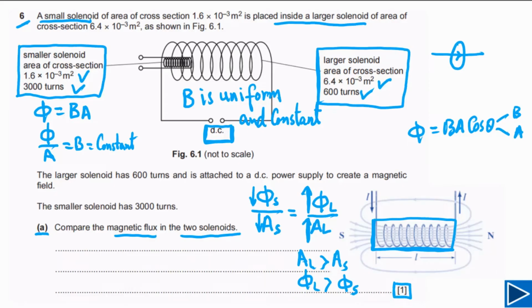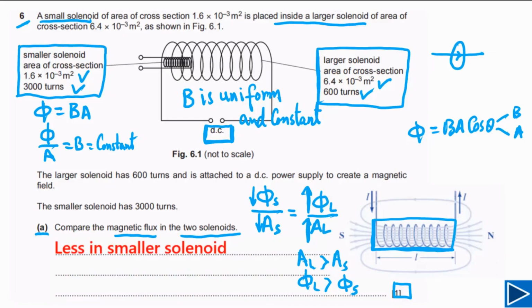So simply you can say flux in larger solenoid is greater, or you can say flux in smaller solenoid is less. So here we have written flux in smaller solenoid is less. If you have written this, you will get 1 mark, and this is the mark.